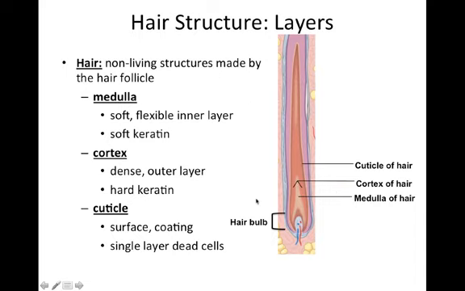Hair itself is a non-living structure produced by the hair follicle. So the matrix here is part of the hair follicle, which is producing the hair, and then above the matrix, as the cells divide and move towards the surface, we first have the soft, flexible inner layer of the medulla. And then as the keratin gets more dense and more tough, we begin to see the cortex of the hair, which is in this darker brown color. The cortex of the hair is the dense outer layer made up of hard keratin. And then the outermost layer is the surface or coating of the hair, which is a single layer of dead cells making up the cuticle.